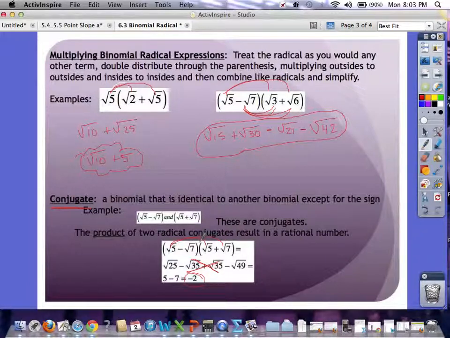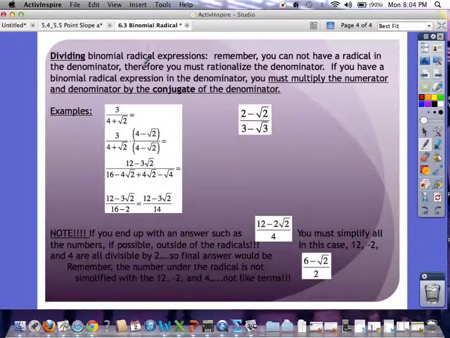So as you can see, you're going to get all sorts of weird things when we're doing radicals. All right, now, when we are dividing binomial radical expressions, remember, you cannot have a radical in the denominator, and therefore you have to rationalize the denominator.